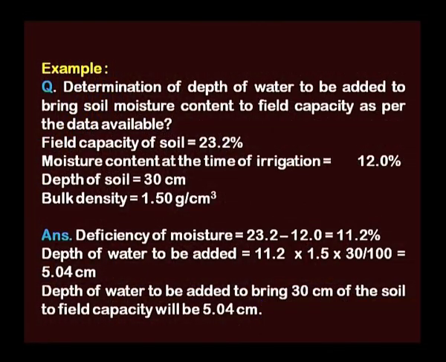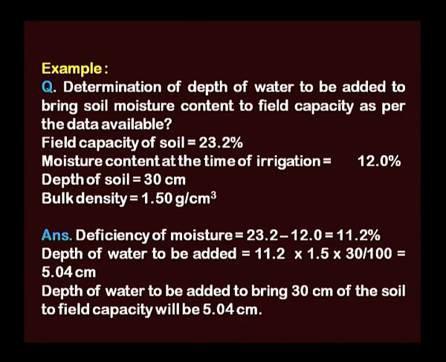For convenience of understanding, I am quoting one example. The soil has a field capacity of 23.2%, the moisture content at the time of irrigation is 12%, the depth of the soil is 30 centimeter, and the bulk density of the soil is 1.5 gram per cubic centimeter. Then what quantity of water will be required to raise this moisture up to the level of field capacity?